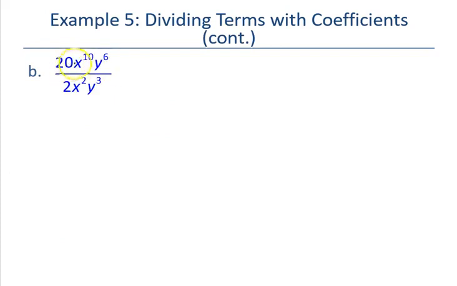Well, I've got 20 x to the 10th y to the 6th all over 2x squared y cubed. Okay, well, notice that we can go ahead and reduce this down. I'll put it right down here. Okay, this is going to reduce to 10.